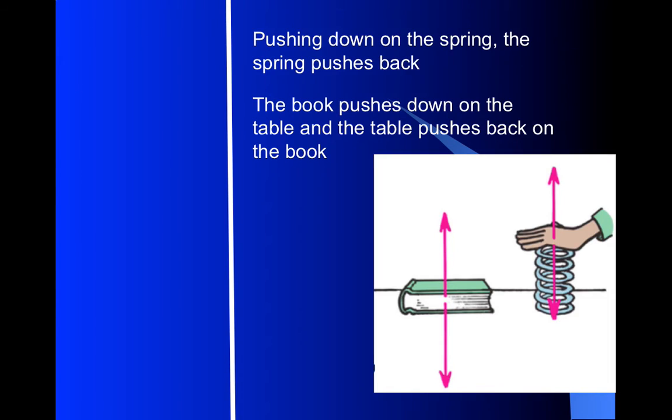So with this example, we already talked about the book, and the book pushes down on the table, and the table pushes back on the book. So it's like for every action, there's a reaction, and it's an equal reaction. Same thing with the spring. When you're pushing down on the spring, it's pushing back up on you. Just the same as when you're sitting in your chair, you are pushing down on the chair just as much as the chair is pushing up on you.